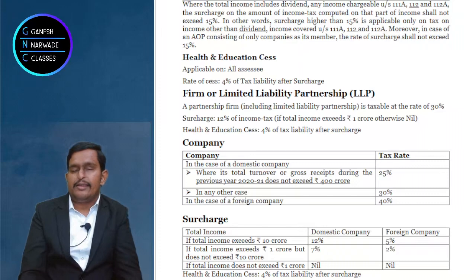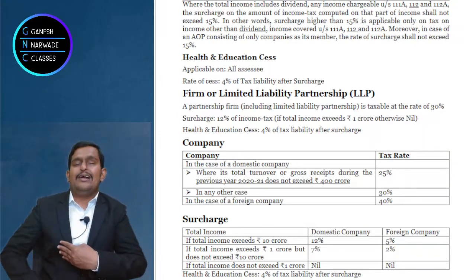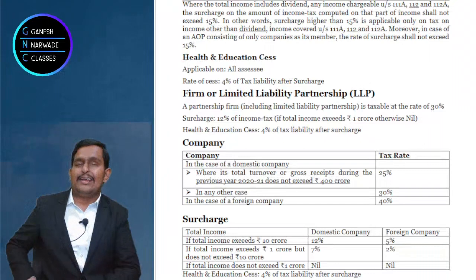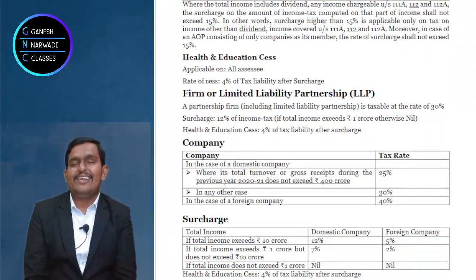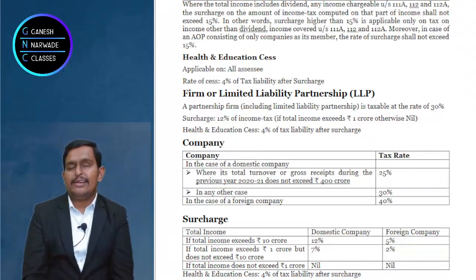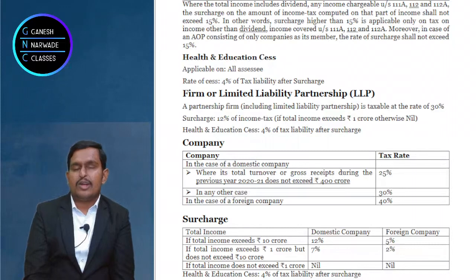Sir, is there any difference between partnership and LLP? Both are treated alike. Don't take too much tension about giving them different treatment. Clear? So for partnership firms, what is the tax rate? 30%. If income is up to 1 crore, is surcharge applicable or not? Not applicable for partnership firms. If income is 1 crore 1 rupee or more, 12% surcharge.